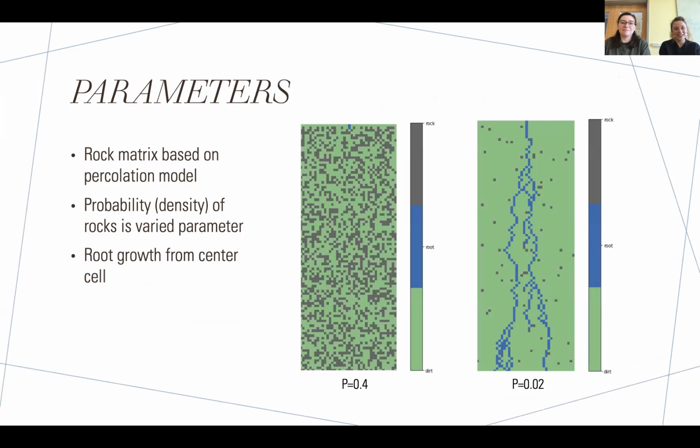In order to create the rock matrix, we based it on a percolation model. So we started with a matrix full of zeros and then changed those zeros to 2, or our new state of rock, at different probabilities to create different densities of rock in the soil. And we also set the root to grow from the center of the top.